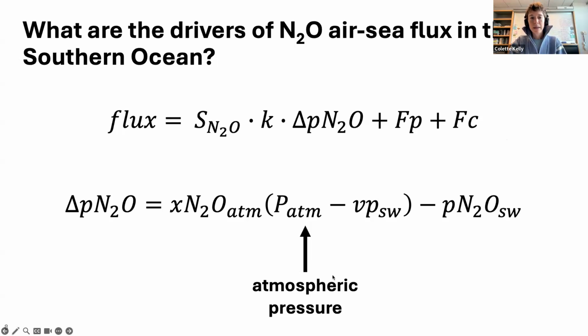And we thought that this might end up being an important term because in the Southern Ocean, we have these really intense low pressure storms that come through every 5 to 6 days. And actually, I don't have any figures from it, but Magdalena has an excellent paper on storm-driven carbon dioxide fluxes. So we thought that maybe there would be a similar thing happening with nitrous oxide.